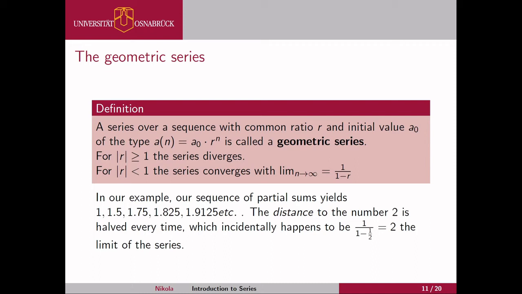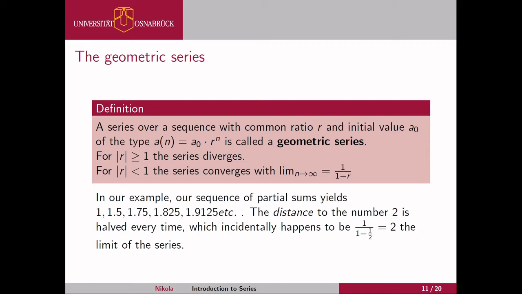The cool part is if the absolute value is smaller than 1, the series definitely converges, and we even have a formula for it. It's the formula 1 over 1 minus r. And regardless of what r is, as long as it's smaller than 1, this always gives you the limit of a geometric series. So now let's look back at our example. Our sequence was 1, a half, a fourth, and so on.